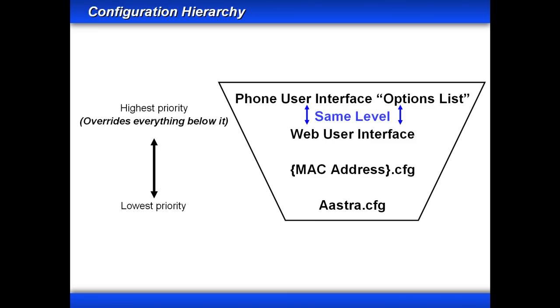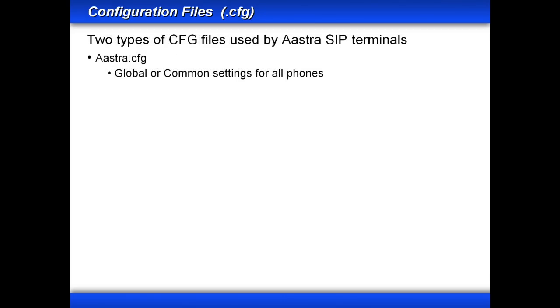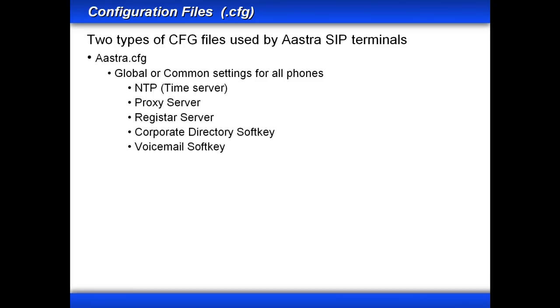So now let's move on to the files that are generally used for the initial setup. They are the astra.config and the mac.config files. The configuration files are text-based. The extension ends in .cfg, that's why we call them config files. And these files are stored on a server referred to as the configuration server. The astra.config is used to configure global settings or settings that are common to all of the phones.